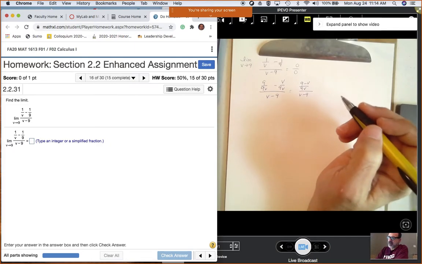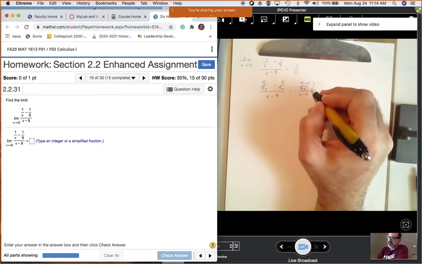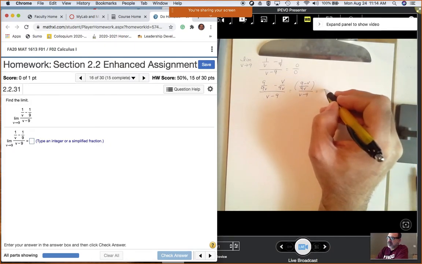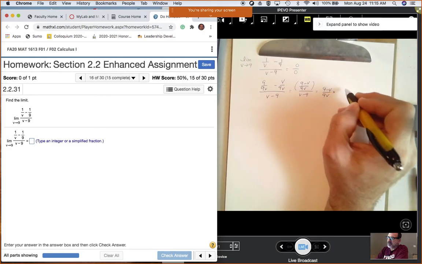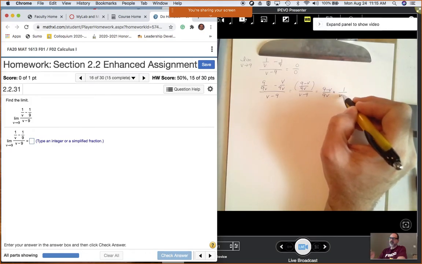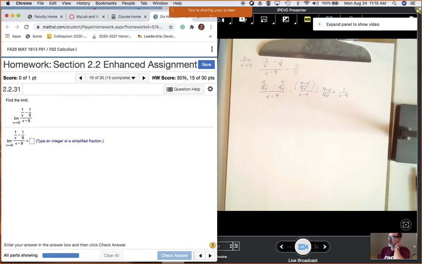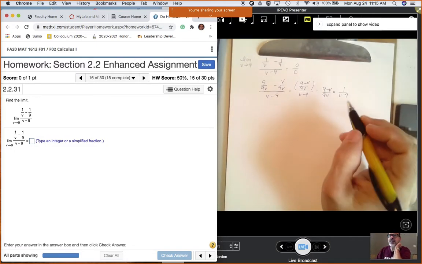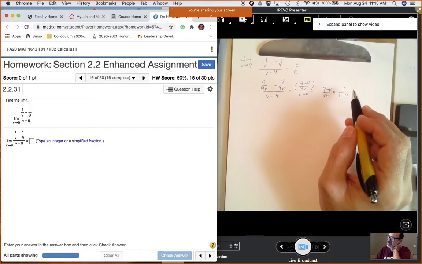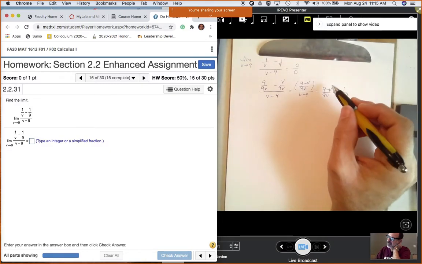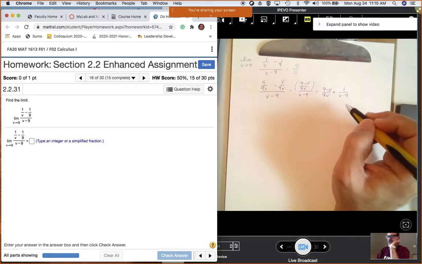Okay, I've got a fraction divided by a fraction, so I can write that as the top times 1 over the bottom, right? Keep it, change it, flip it, I believe was the expression. Now, my 9 minus v and my v minus 9 are very close to being the same thing.